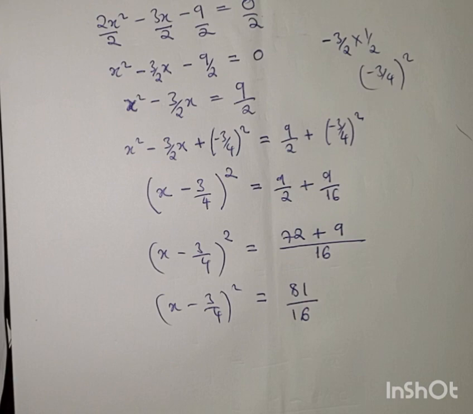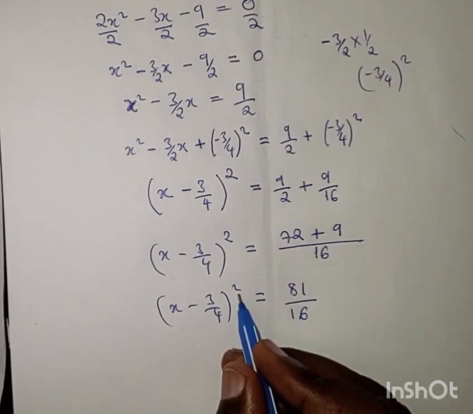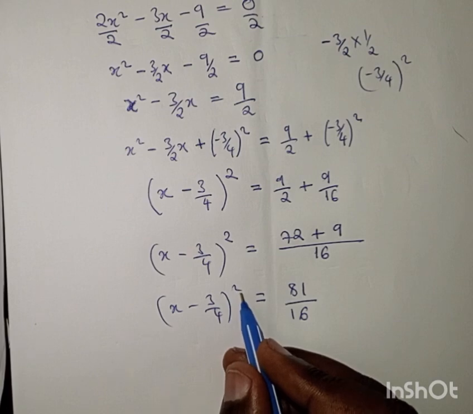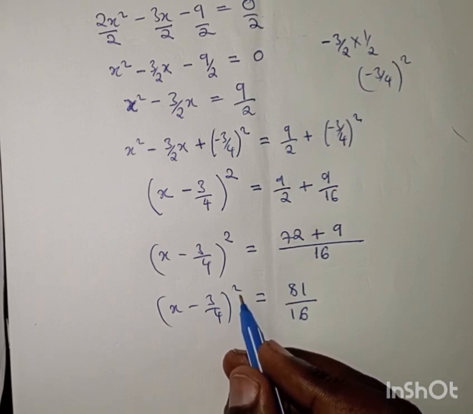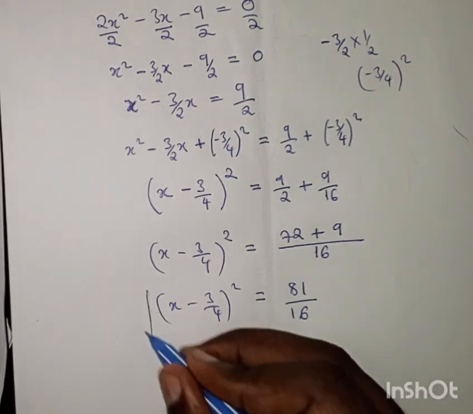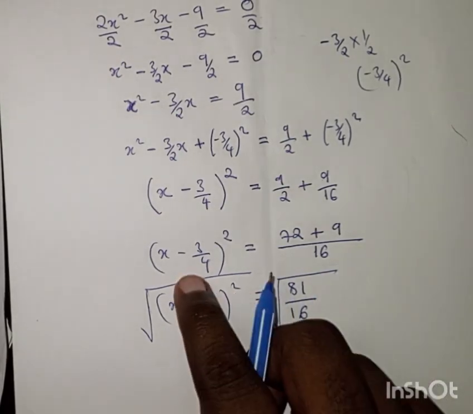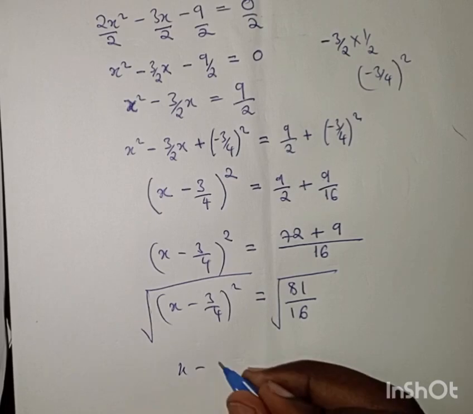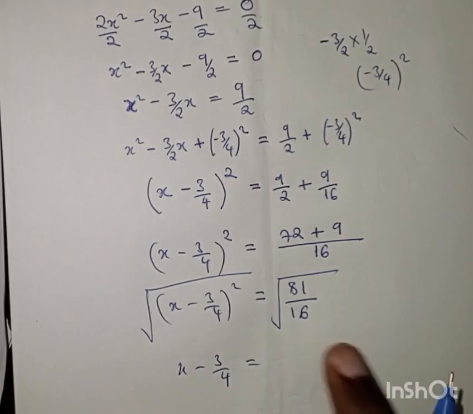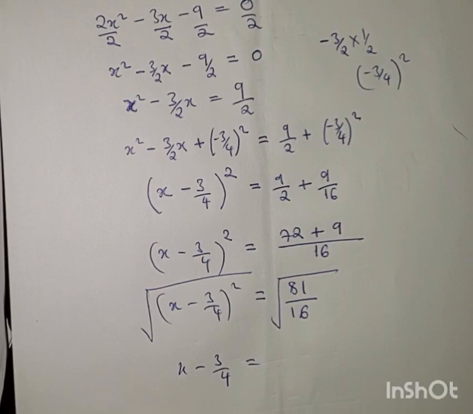So since we are solving for x, here there is a square. Okay, and to get rid of the square, you square root. The opposite of squared is square root. So you square root both sides of the equation. So square root, square root. Okay, so square root and squared cancel out. So we have x minus 3 over 4 is equal to, now whenever you square root a number, the result is supposed to be plus or minus.